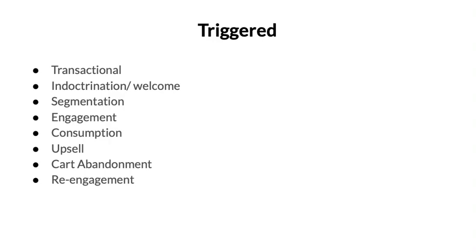And then re-engagement is for people who have not opened emails in quite a long time, and the whole point of it is just to re-engage them, and if that doesn't work, you'll just take them off the list. So that's types of triggered emails.